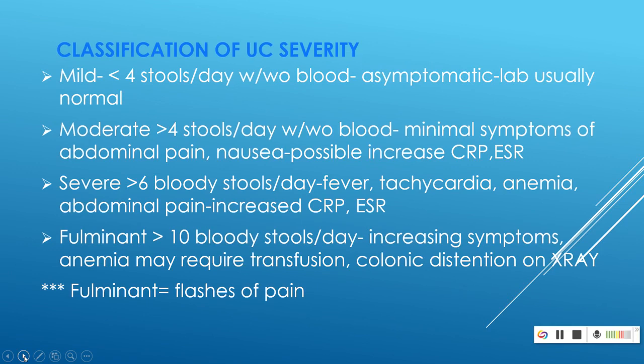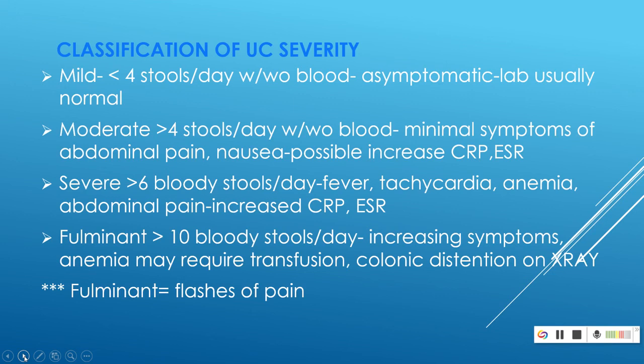Got a classification. This is classification for severity. For mild UC, if you have less than 4 stools a day with or without blood and you're asymptomatic, your lab work is usually normal. You notice it's stools with or without blood. Moderate is more than 4 stools a day with or without blood. Minimal symptoms of abdominal pain, because again, you've got the inflammation causing the swelling. That's what's going to cause the pain.